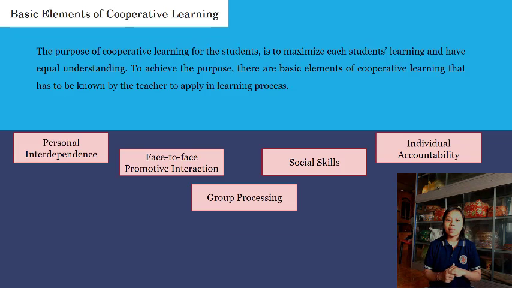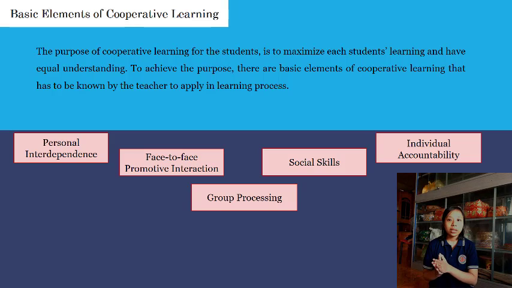Next, the basic elements of cooperative learning. Actually, according to Johnson, the aims of cooperative learning are to maximize each member's learning and to make equal understanding of particular courses. The teachers give further assistance in collaborative skills and help the students achieve their target.